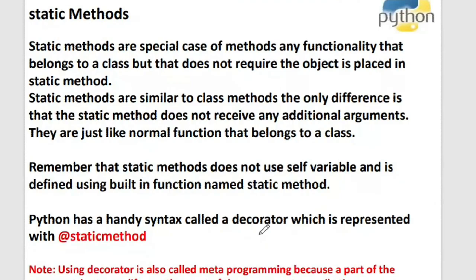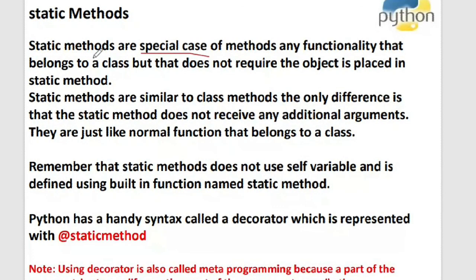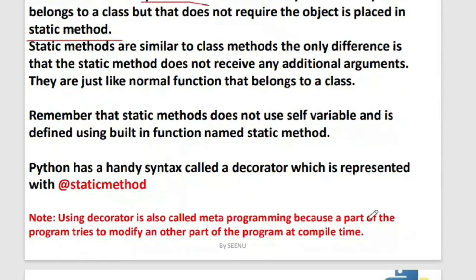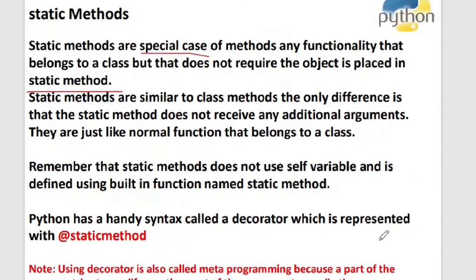Now the topic of your third unit, which is static methods. This is the third kind of method we are seeing. The first one is the instance method, the second one is the class method, and the third one is the static method. Static methods are a special case of methods. Any functionality that belongs to the class but does not require the object is placed in the static methods. You will choose, based on the requirement of your application, whether to make a method static, class or instance.